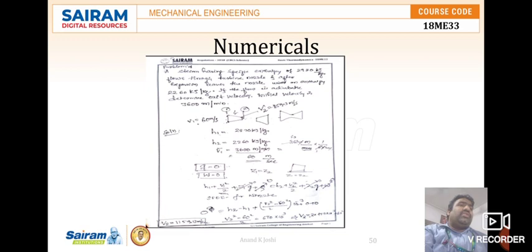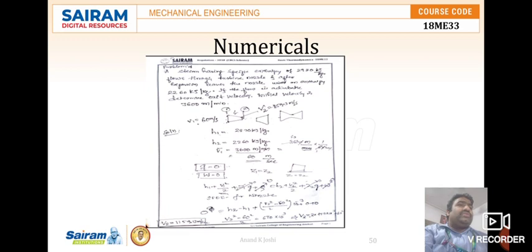Now apply all these conditions to the steady flow energy equation for the nozzle. We already know E1 is equal to E2. So H1 plus V1 square by 2 plus Z1g plus Q equals H2 plus V2 square by 2 plus Z2g plus W. Now Z1 equals Z2, so that term cancels, Q is 0 and W is also 0. What remains is H2 minus H1 plus (V2 square minus V1 square) by 2. Only these terms will remain.